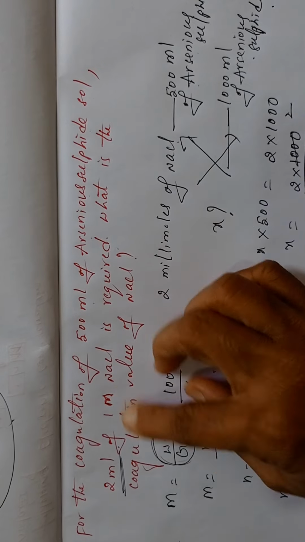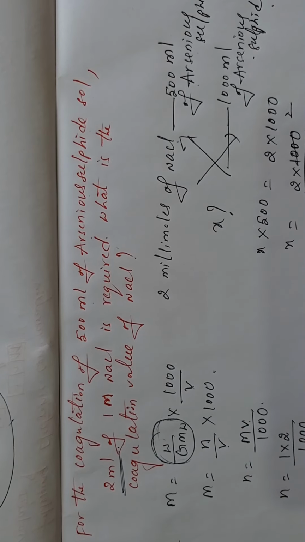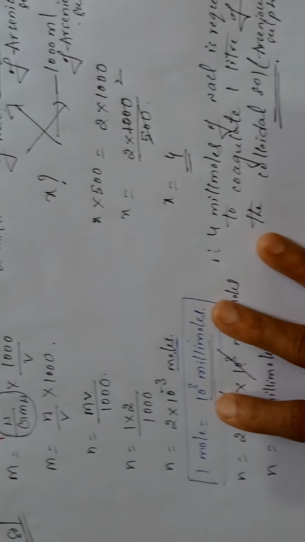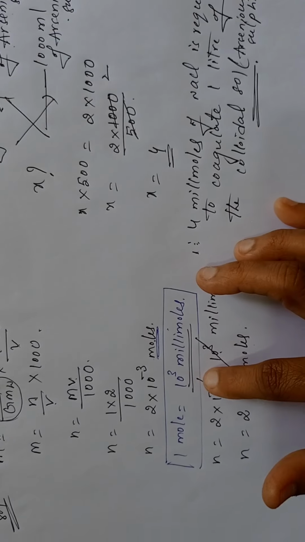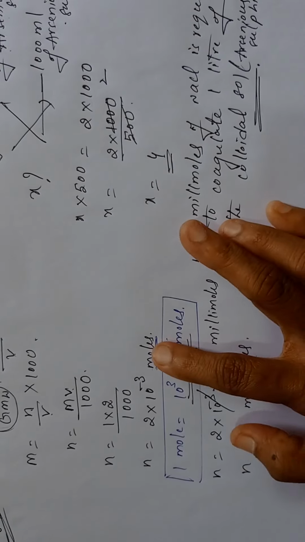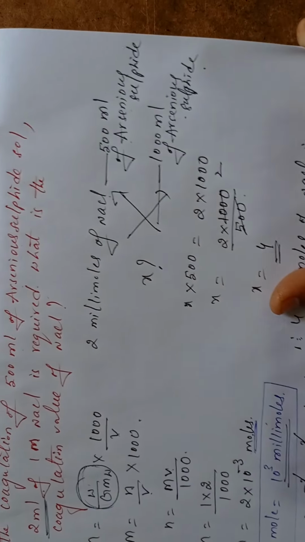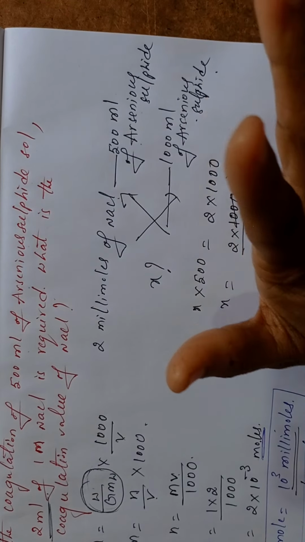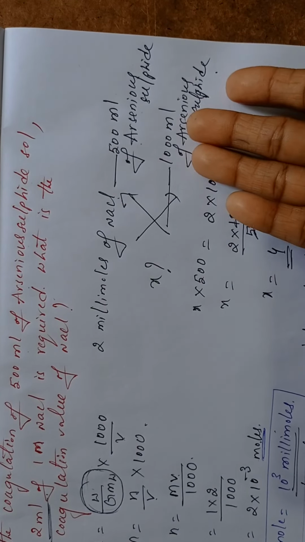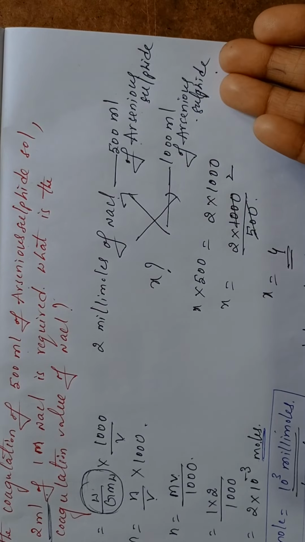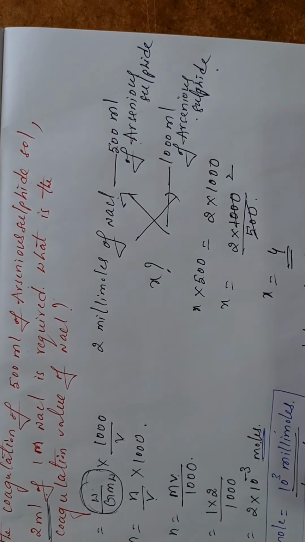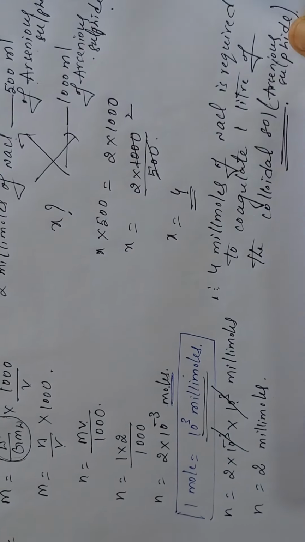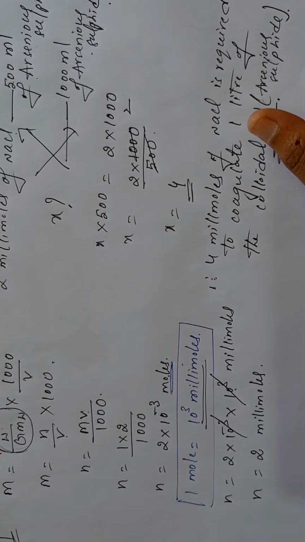Here is the molarity formula: weight by gram molecular weight is nothing but number of moles by V into 1000. We are going to find the number of moles. But 1 mole is equal to how many millimoles? 10 power 3 millimoles. So substitute here and you will get millimoles. That means 2 millimoles of NaCl is required for the coagulation of 500 ml of arsenious sulfide. But according to the definition, for 1000 ml of arsenious sulfide, how many millimoles of NaCl is required? So finally we got 4 millimoles of NaCl is required for the coagulation of 1 liter of the colloidal salt. Are you clear, students?